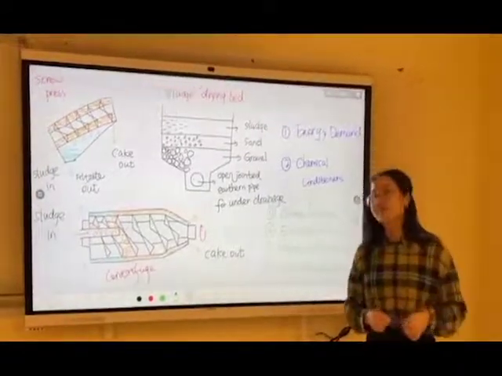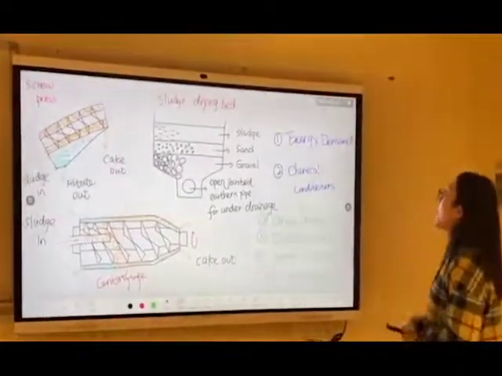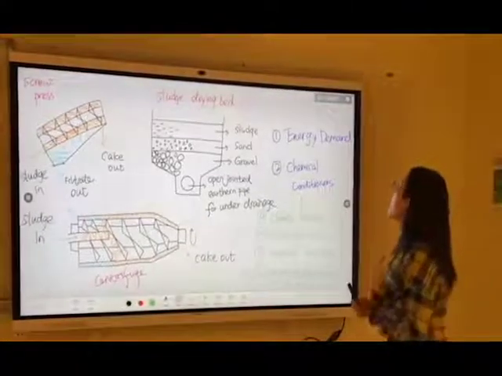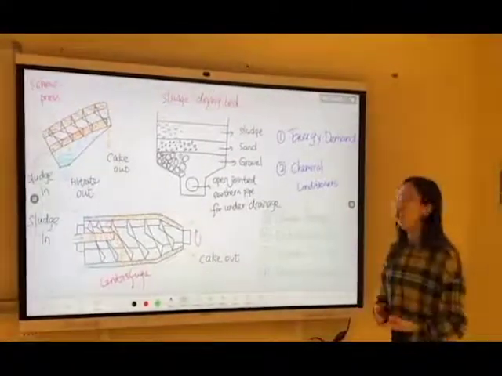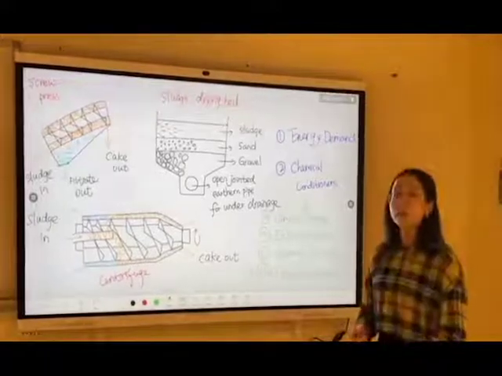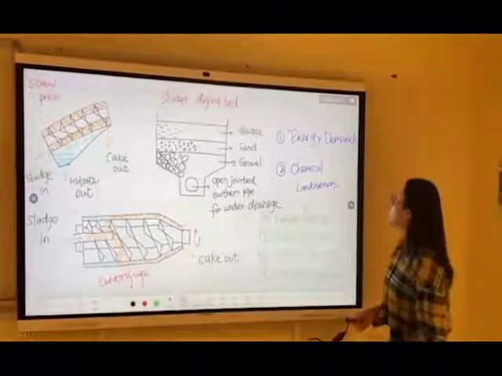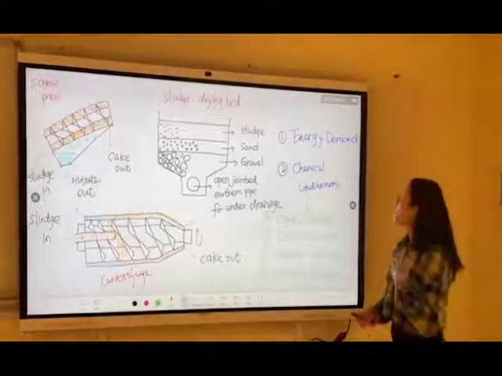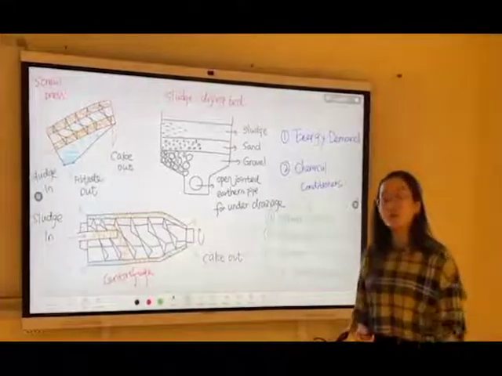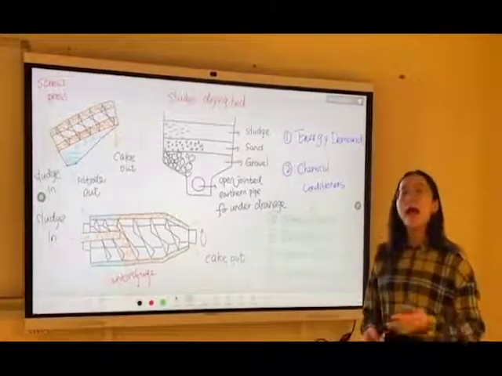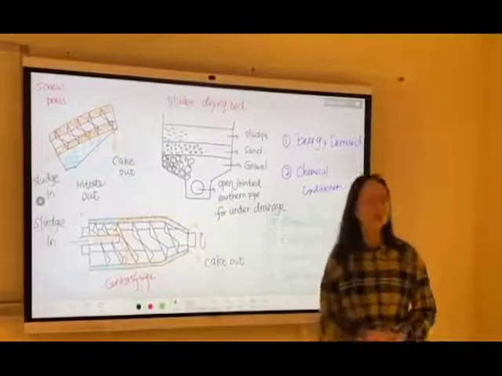To improve the environmental performance of the dewatering processes, two of the most popular methods are, firstly, to improve the energy efficiency of the dewatering processes, and secondly, to reduce the use of chemical conditioners and replace them with more environmentally friendly alternatives such as physical and biological conditioning. Thank you.